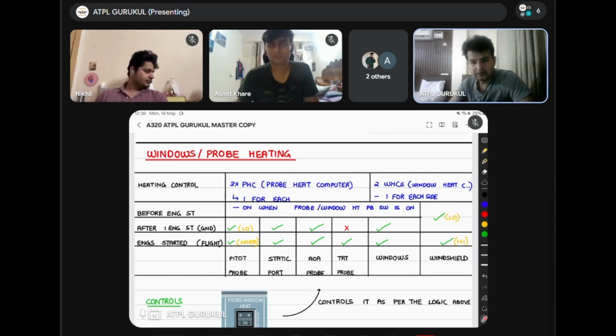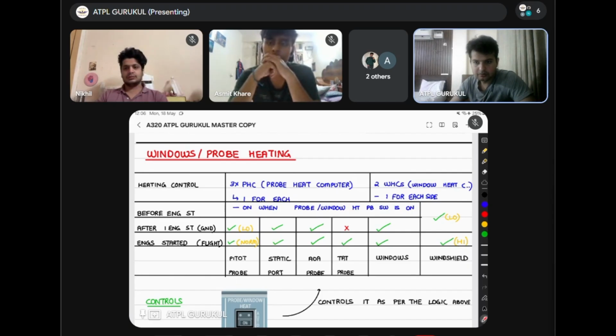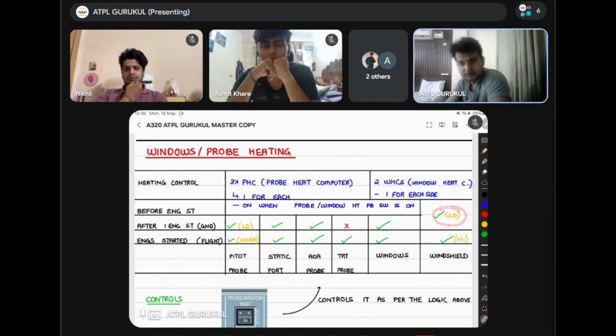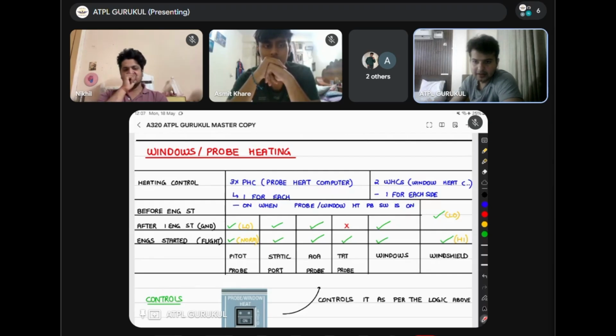Okay. Any doubts? Not even the pitot, not even the static. None of the probes are heated. Only and only one thing is heated, which is the windshield. Okay. कोई डाउट? ओके, ध्यान से देखो. अब हमारे पास है चार प्रोब्स: पिटोट, स्टैटिक, एंगल ऑफ अटैक एंड TAT. अब इन चारों प्रोब्स में से आप ग्राउंड पे किन किन को हीट करोगे अगर आपका कोई भी एक इंजन स्टार्ट हो गया? See, on the ground it is only heated if the engine is started.